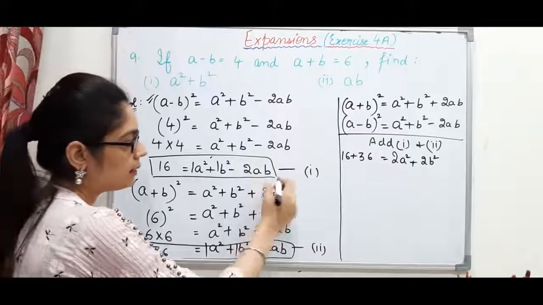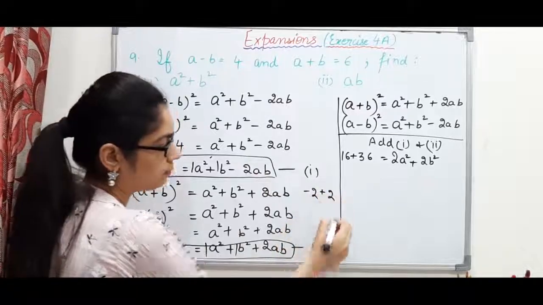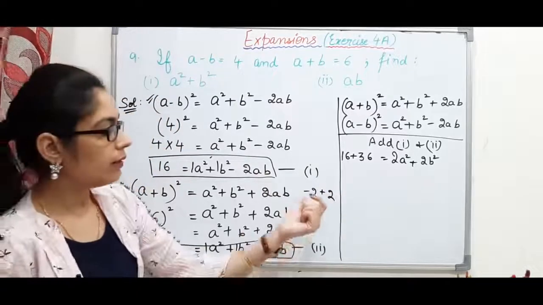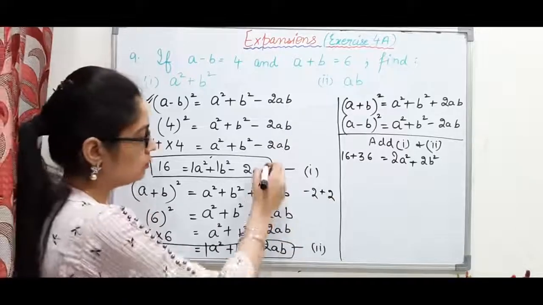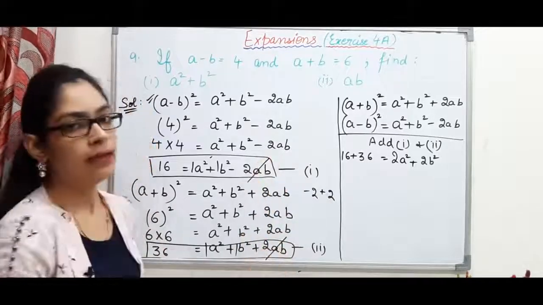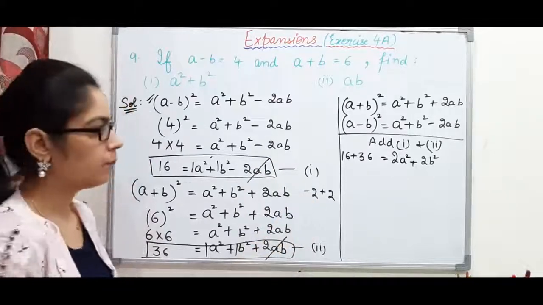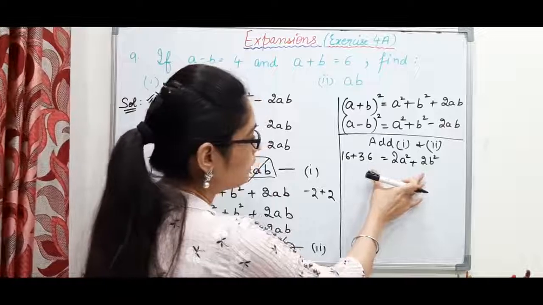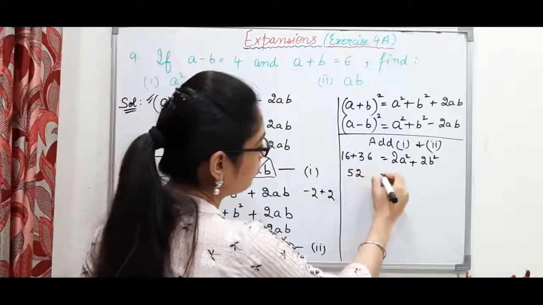This minus 2ab, see, minus 2, it is plus 2. Only numbers we have to add. Minus 2 plus 2 or 2 minus 2 is 0. So they will get cancelled as they will give us 0. So 0 no need to write. So this much only we will get. So 16 plus 36 will add, it's 52.